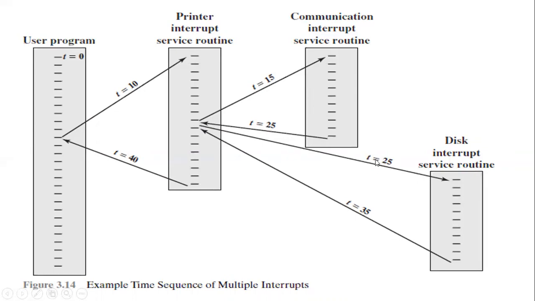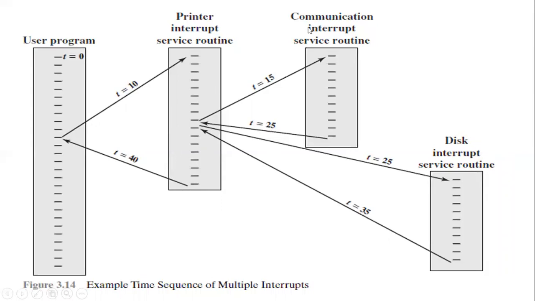Again, at t equal to 25, another interrupt has occurred, a disk interrupt. Again, this has higher priority than your printer interrupt, so it is executed first. This interrupt is handled first, and then the control will come back to your printer interrupt service routine. After completion of the printer interrupt service routine, the control will go back to your user program. We will stop here for today. Thank you.